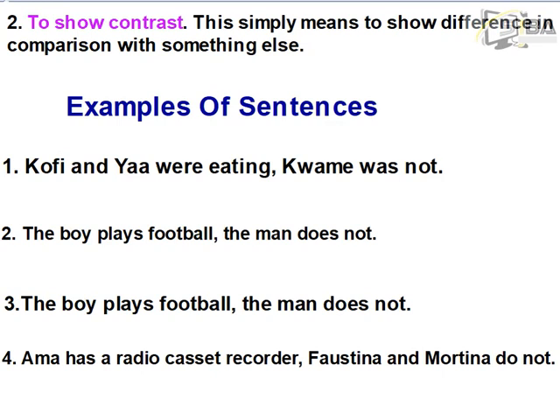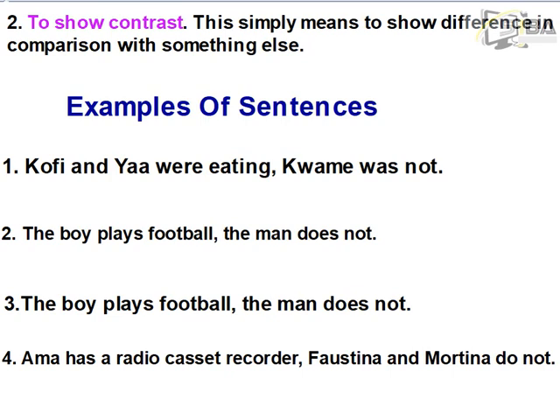And here the second one is to show contrast. This means to show difference in comparison with something else. Now let's look at the sentences to show the contrast. The first one, we have: Kofi and Yaa were eating, Kwame was not. So we have known that Kofi and Yaa were eating, but Kwame was not. Therefore, the contrast is that Kwame was not eating.